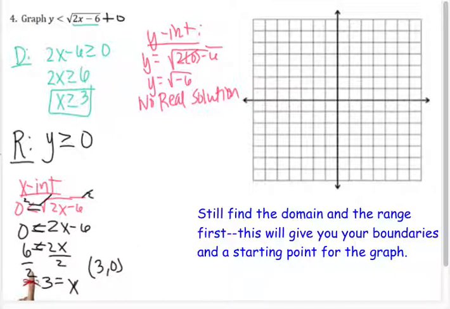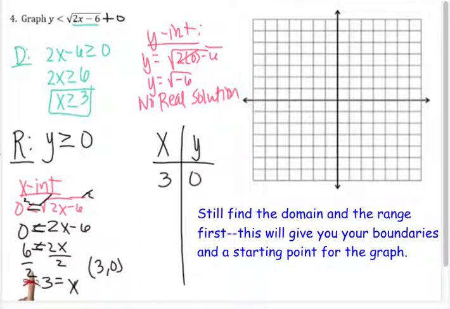Then the last thing I would do is come up with a table to get a few ordered pairs to graph it. So I would start with my domain, which says x is greater than or equal to 3. If I plug in 3, I already know that I should get out 0 from my x-intercept. And then I'm going to plug in 5. The reason I'm going to plug in 5 is 2 times 5 is 10. 10 minus 6 is 4. The square root of 4 is 2. I'm just trying to get nice, simple answers.